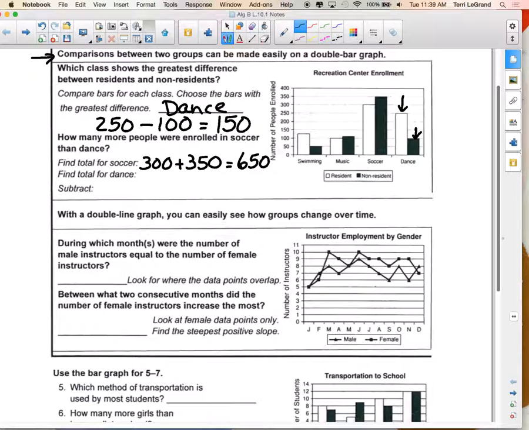How about dance? We already have those numbers up here. What do we have? 250 plus 100. Now we're adding them together because we want to know the total number of people in dance. It is 350. So now it says, how many more people were enrolled in soccer than dance? Soccer, take away dance, and we would say 300, right?